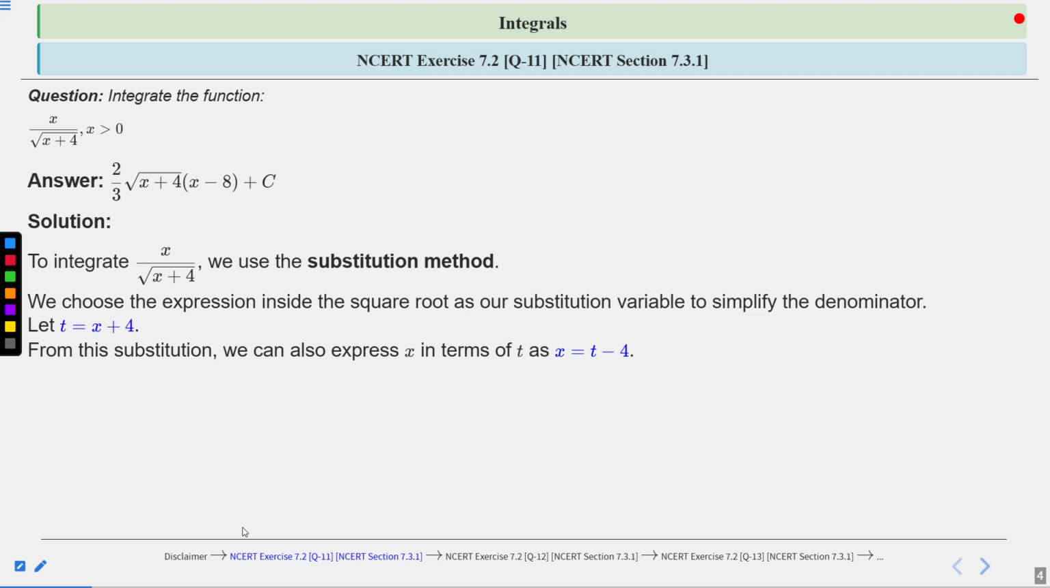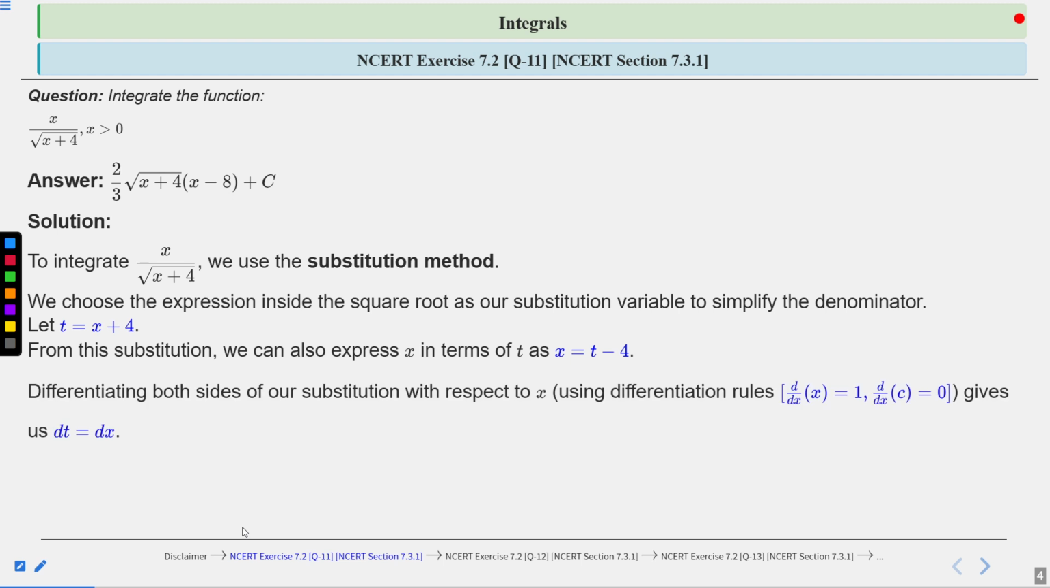From this substitution, we can also express x in terms of t as x is equal to t minus 4. Differentiating both sides of our substitution with respect to x using differentiation rules, d upon dx of x is equal to 1, and d upon dx of a constant c is equal to 0, which gives us dt equal to dx. Clear? So dt will be equal to dx.